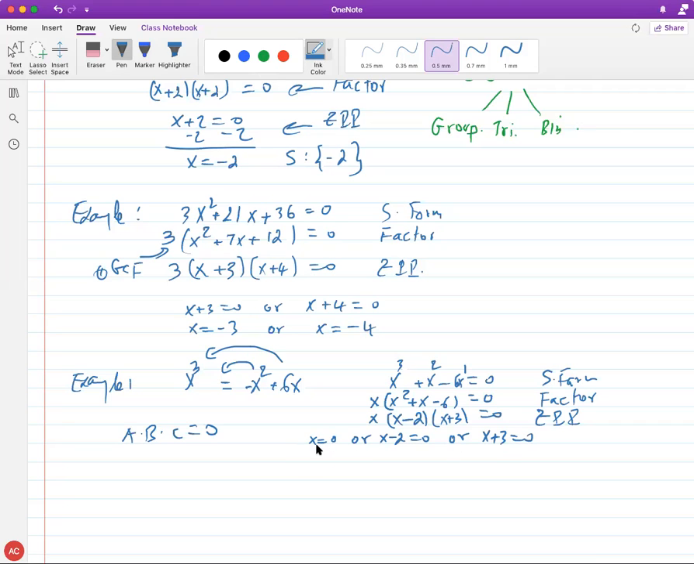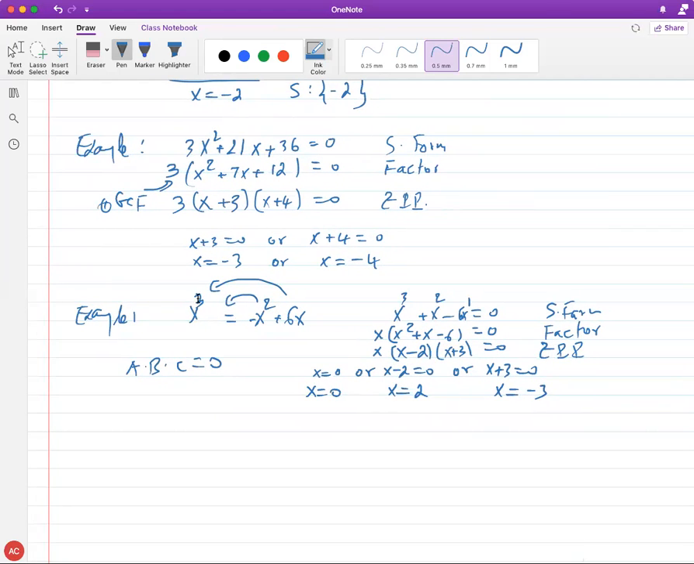So this one is already solved here. There's nothing we need to do to the x. It's already there by itself. Here, x is 2. For this one, x is -3. So as you can see, as I said earlier, when you have a third degree, expect to have up to 3 solutions. Sometimes you can have less than 3, but you cannot have more than 3.